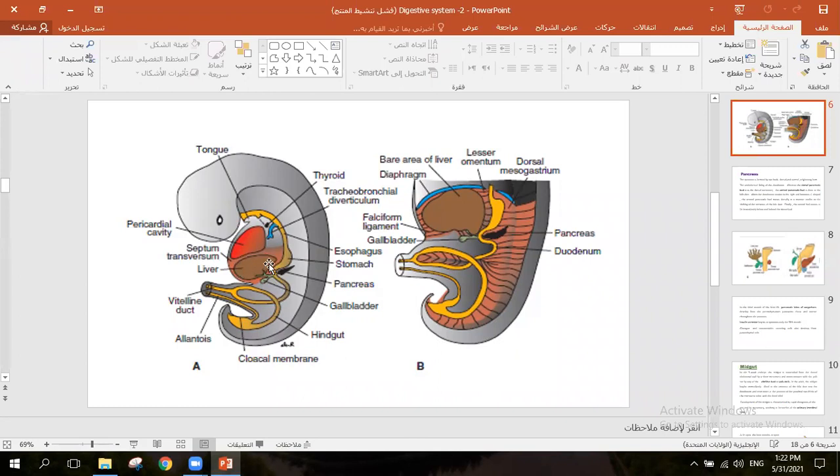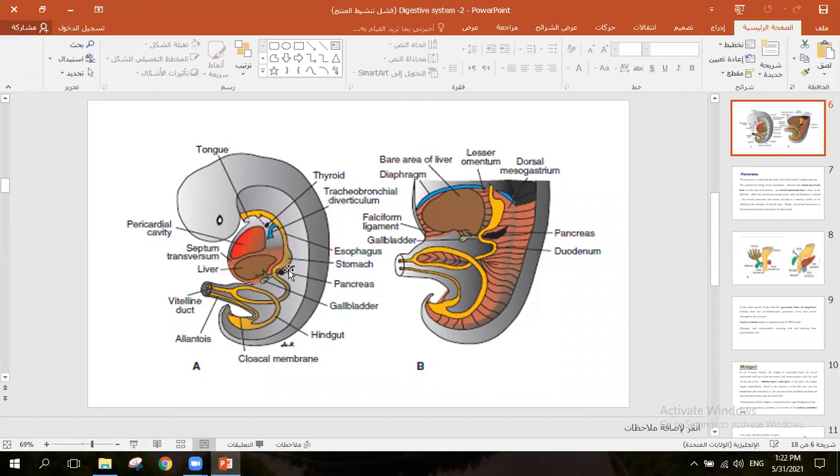The liver will be developed on the right side للstomach، هنا على الجانب اليمين، ما راح تكون على left. Mid dorsal surface area of the liver will never be covered by peritoneum, and this is called the bare area, and this is in contact with the future diaphragm.